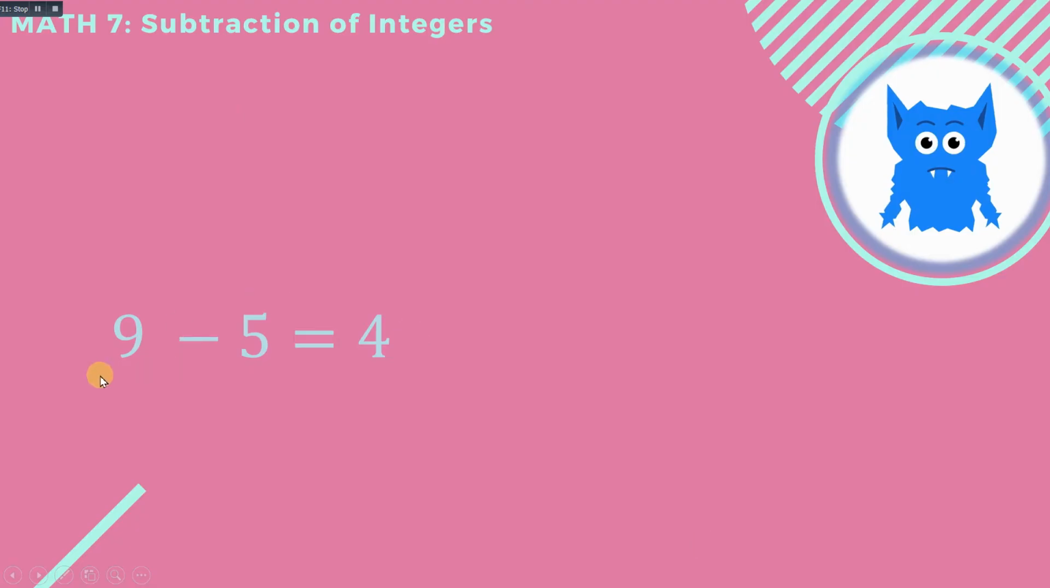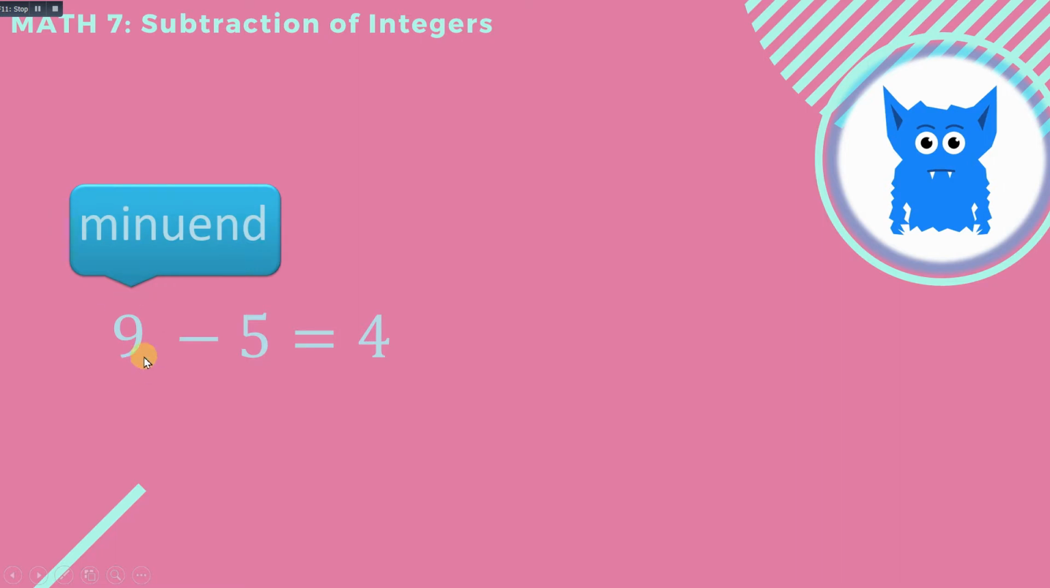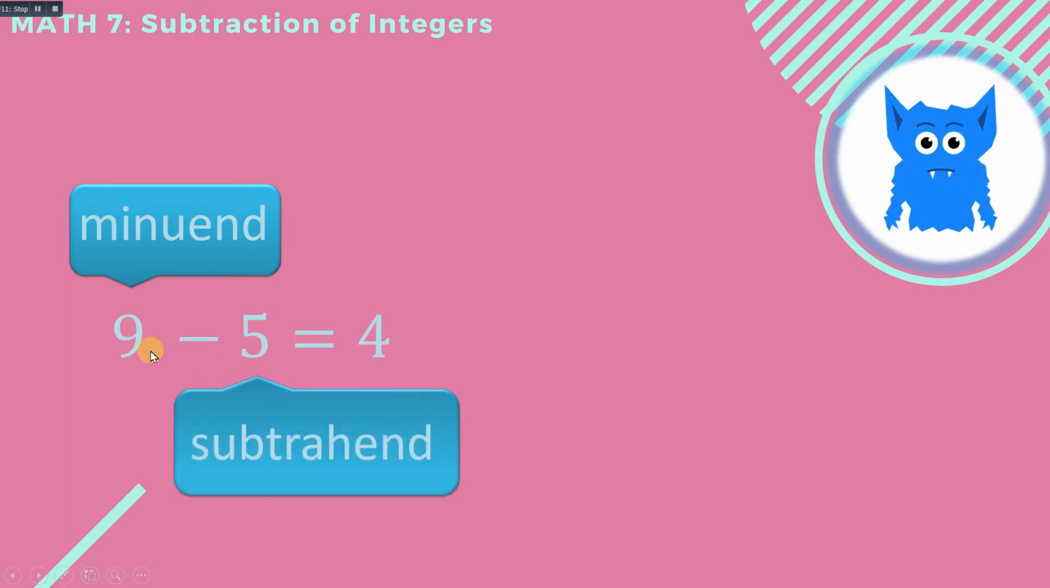Remember that in subtraction, the first number is what we call the minuend, and the number that we need to subtract is what we call the subtrahend. So 9 minus 5 will be equal to 4. This is how we normally do the subtraction operation. But what if we have negative integers or negative numbers involved in our operation?